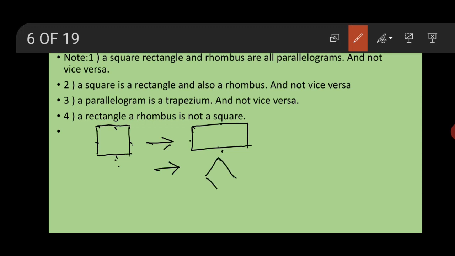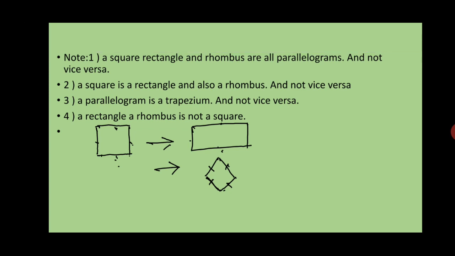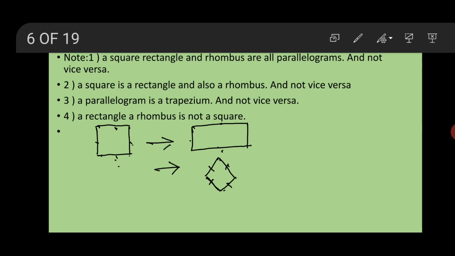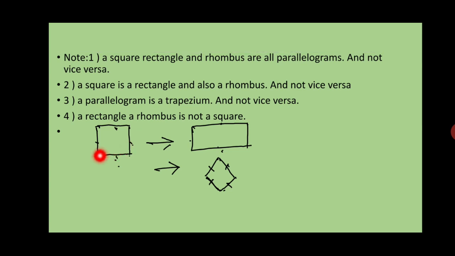How? See here, in a square, all sides are equal. Here also, in a rhombus, all sides are equal. And here, opposite angles are equal. In a square, opposite angles are equal. Right? Here also opposite angles are equal. Therefore, a square is a rectangle as well as a rhombus. Right? And not vice versa.